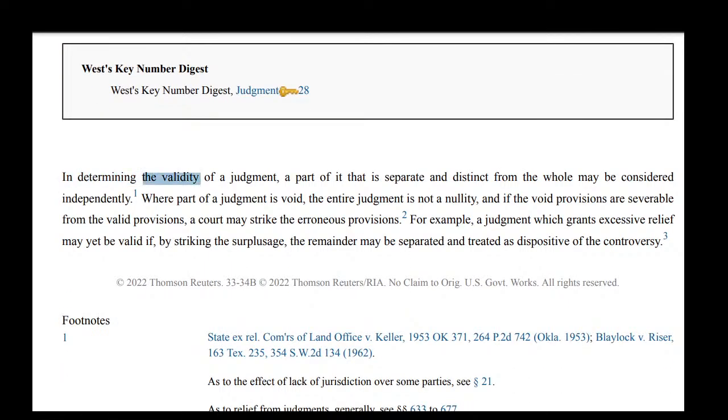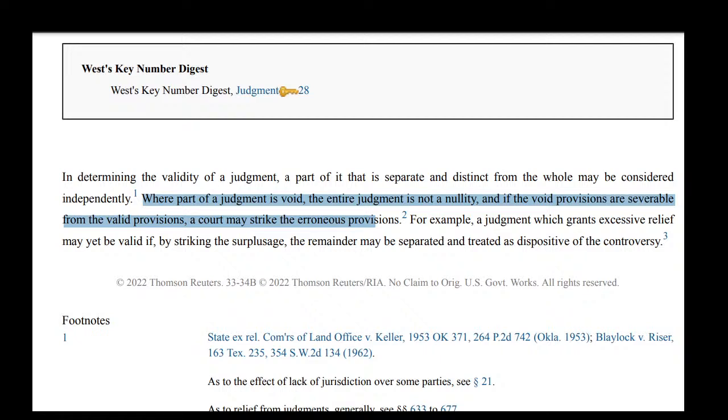In determining the validity of judgment, a part of it that is separate and distinct from the whole may be considered independently. Where part of a judgment is void, the entire judgment is not a nullity. And if the void provisions are severable from the valid provisions, the court may strike the erroneous provisions.